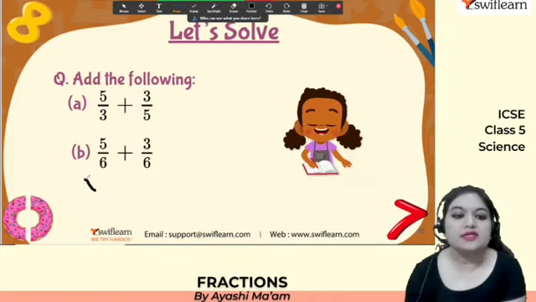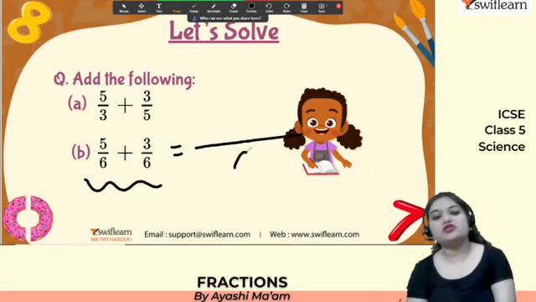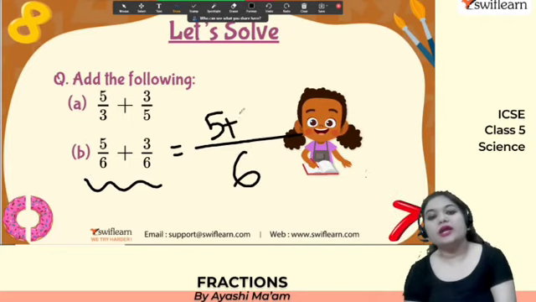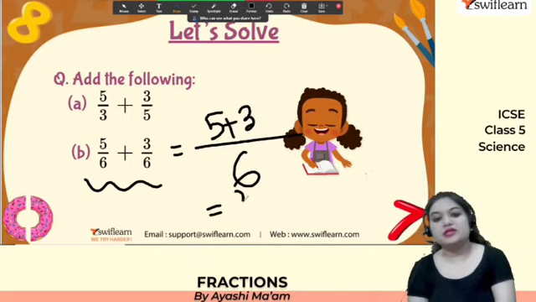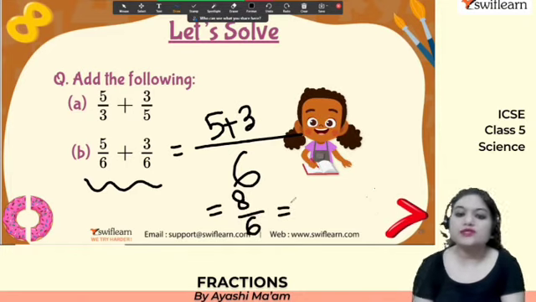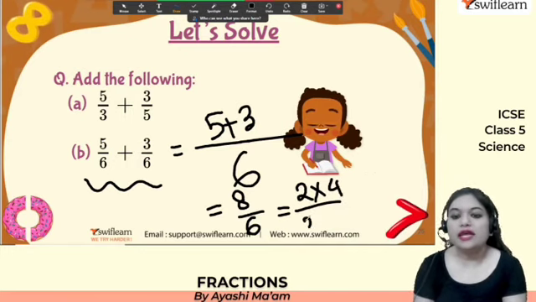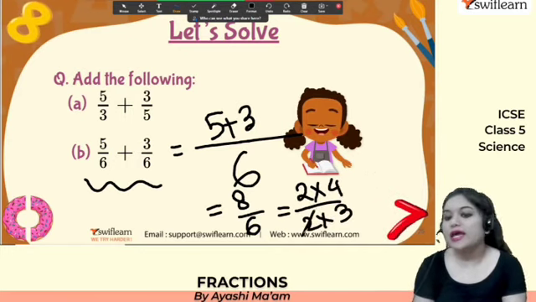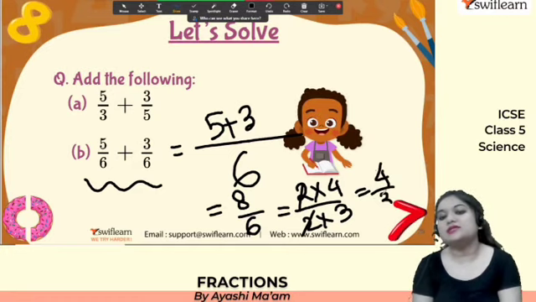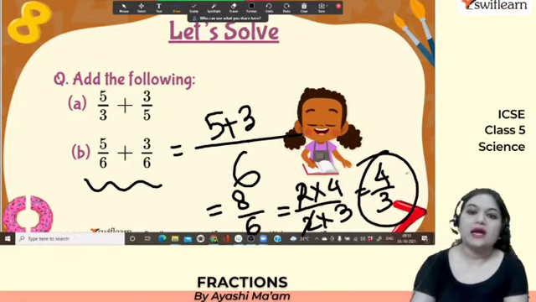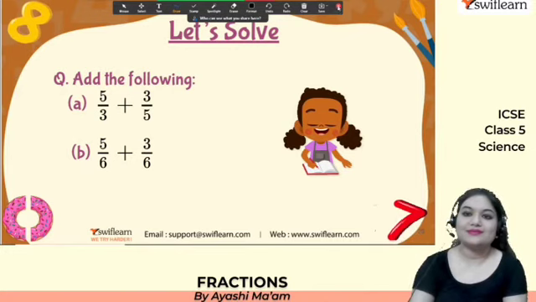Now coming to the second one, the like fraction is there. So 6 will be the denominator. Numerator, simply add. So 5 plus 3, that is nothing but 8. So 8 by 6. Try to reduce it into the simplest form. So you can go with 2. 2 times 4 is 8 and 2 times 3 is 6. So you can cancel out these 2 and you will get the answer as 4 by 3. This is how you can solve it.